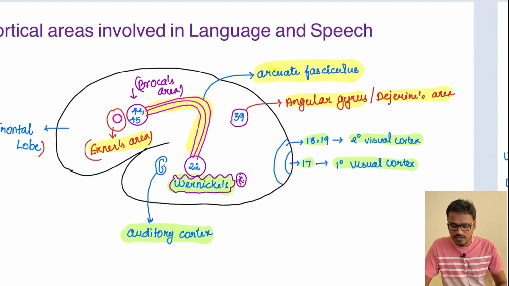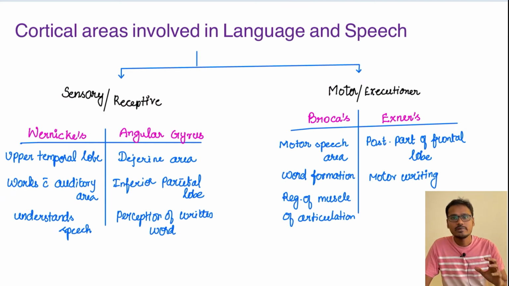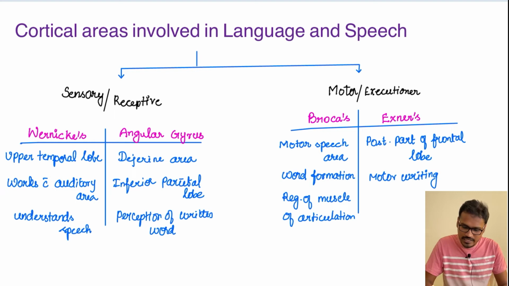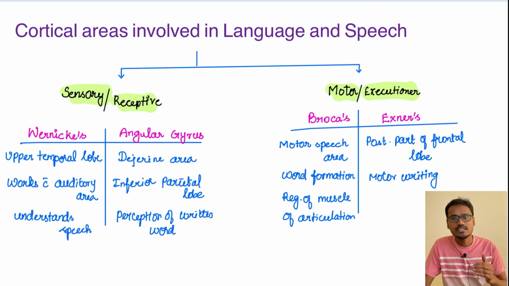Now coming to the function of all of these areas. Basically, for any language to be understood and talked back or written back, we need a sensory part, which is called the receptive area. So we need a sensory or receptive area, and finally we have to execute the action. That is done with the help of motor or executive areas. There are two receptive or sensory areas. They are Wernicke's and the angular gyrus.